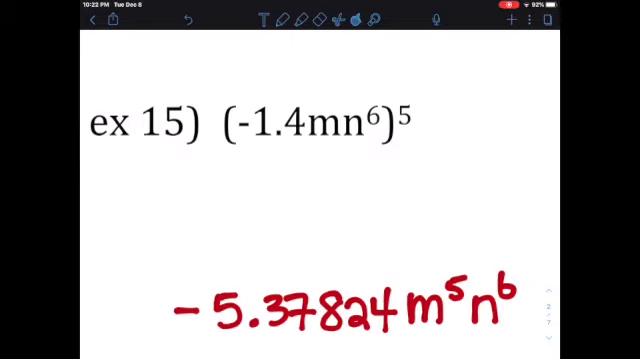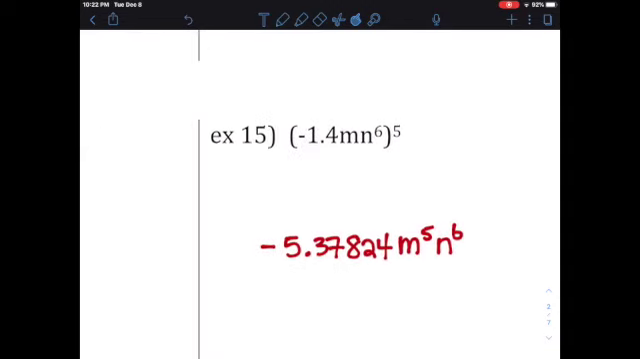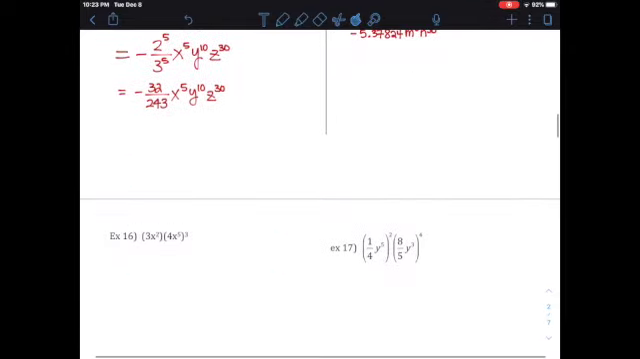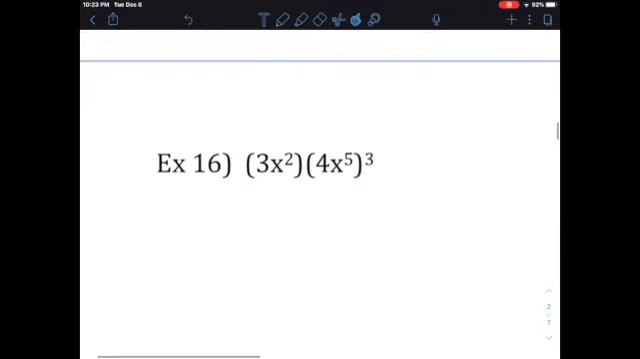So for number 15, the answer is negative 5.37824 m to the fifth power, and n actually to the 30th, because that's n to the sixth power 5 times. So that should be 30th. Okay. And then the very last few.